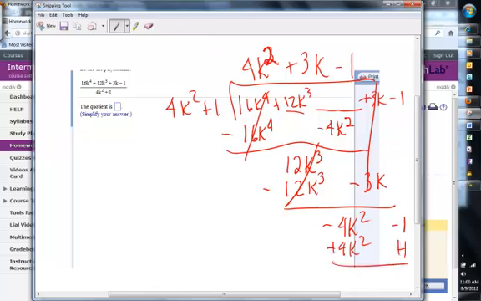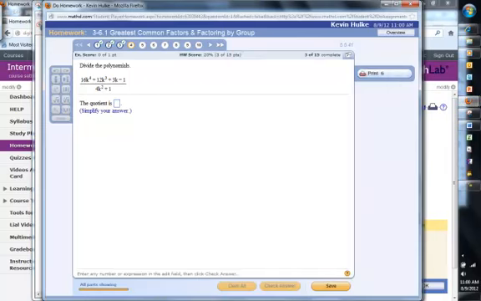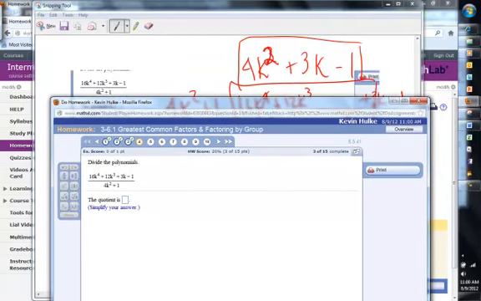Change the signs and add them. These cancel and these cancel. So here's your answer. All right. So we get 4k squared plus 3k minus 1.